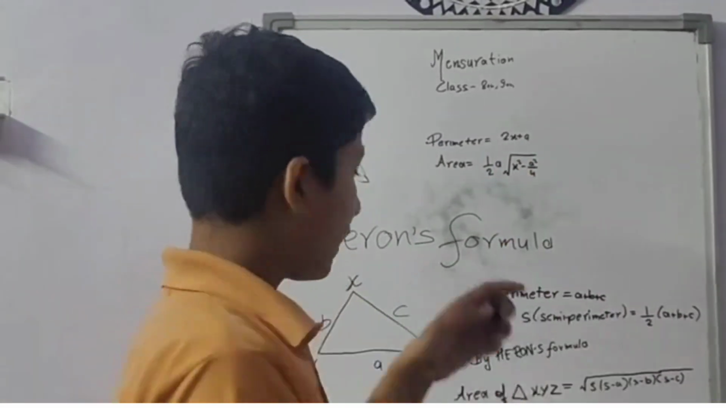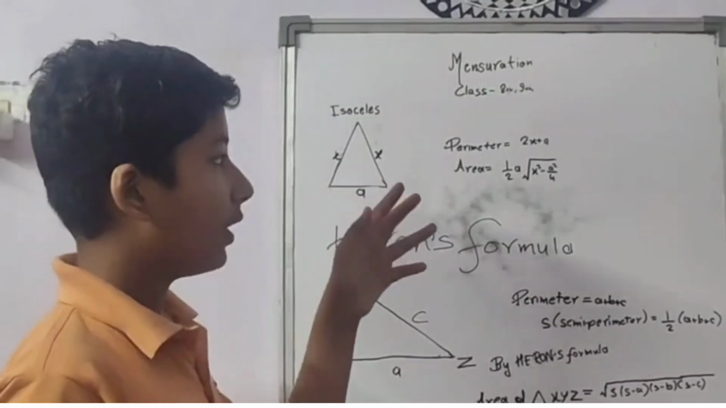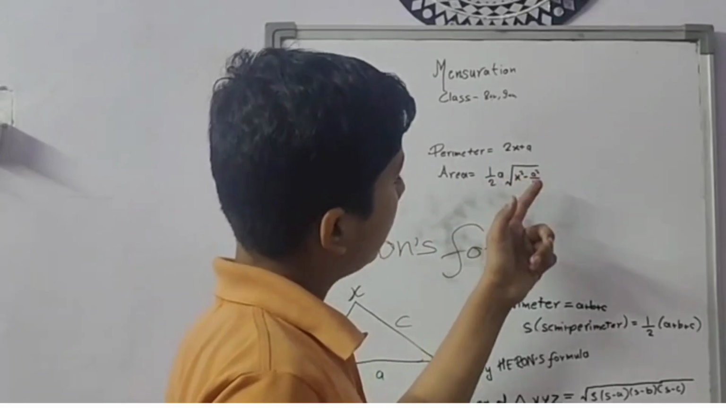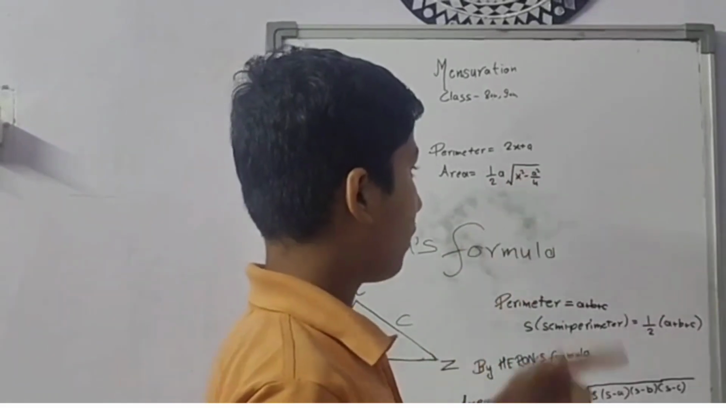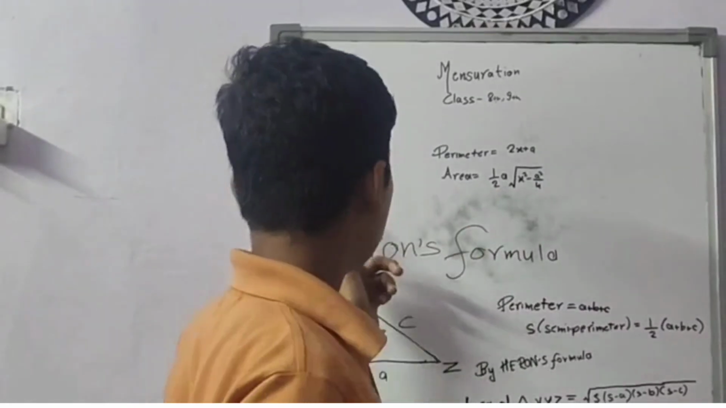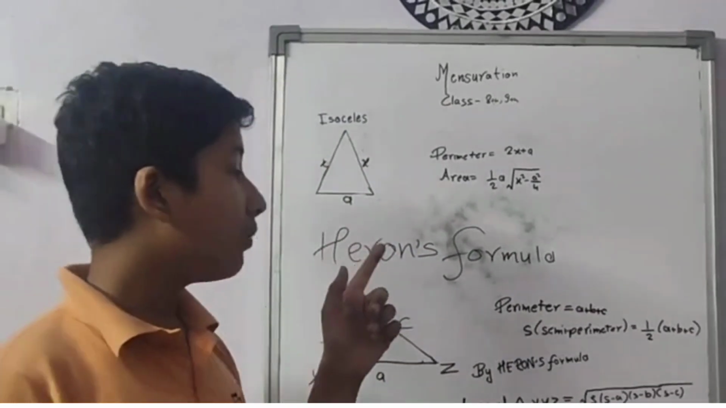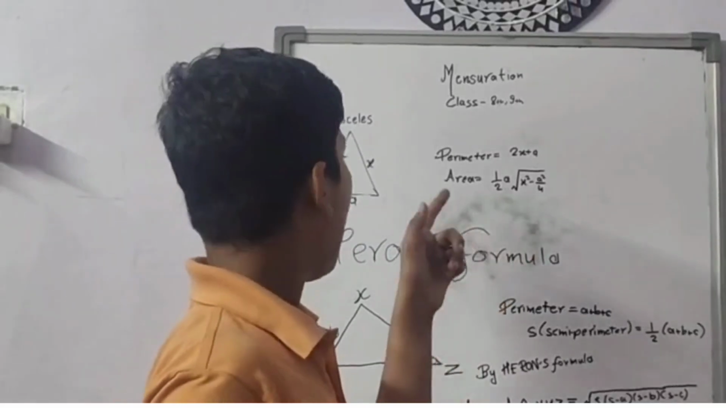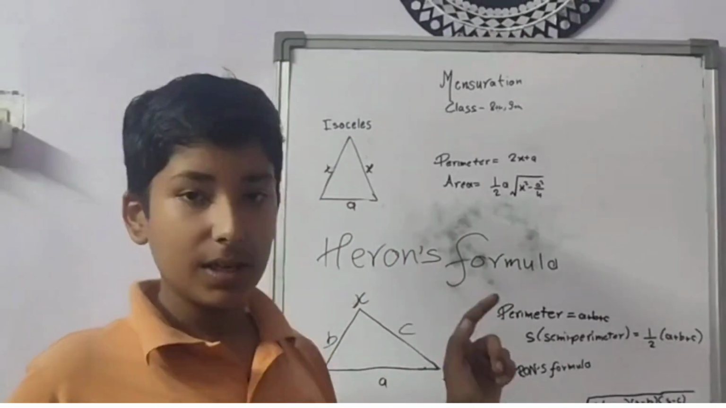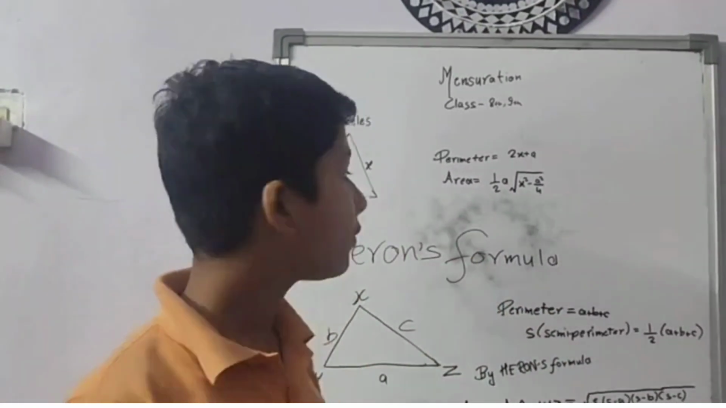Now area. Half into A. What is A? The unequal side. Half into A, root x square minus A square by 4. So half A means half multiplied by the unequal side, multiplied by under root x square, meaning the equal side square, minus unequal side square divided by 4.